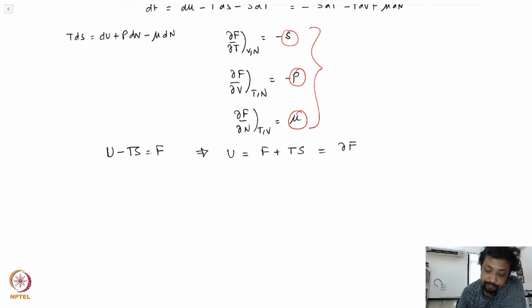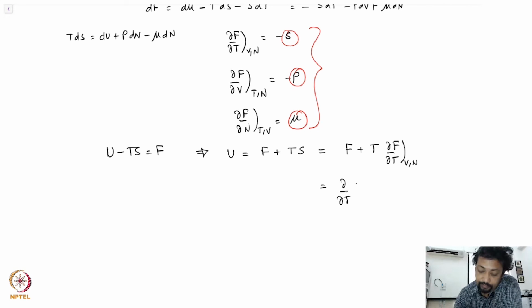So this is F plus T ∂F/∂T. Let's be very careful here, plus T ∂F/∂T, volume and N constant, right? So this I can write down as ∂/∂T of F times T. Am I right? So if I do that, then the first term is F and the second term is T ∂F/∂T, volume and N constant. So volume and particle number constant is implied over here.